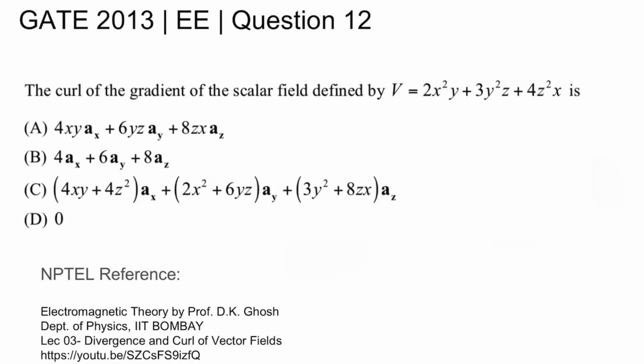GATE 2013 electrical question number 12. The curl of the gradient of the scalar field defined by V equal to 2x square y plus 3y square z plus 4z square x is, four options are given. So we need to find the curl of the gradient of the scalar field.